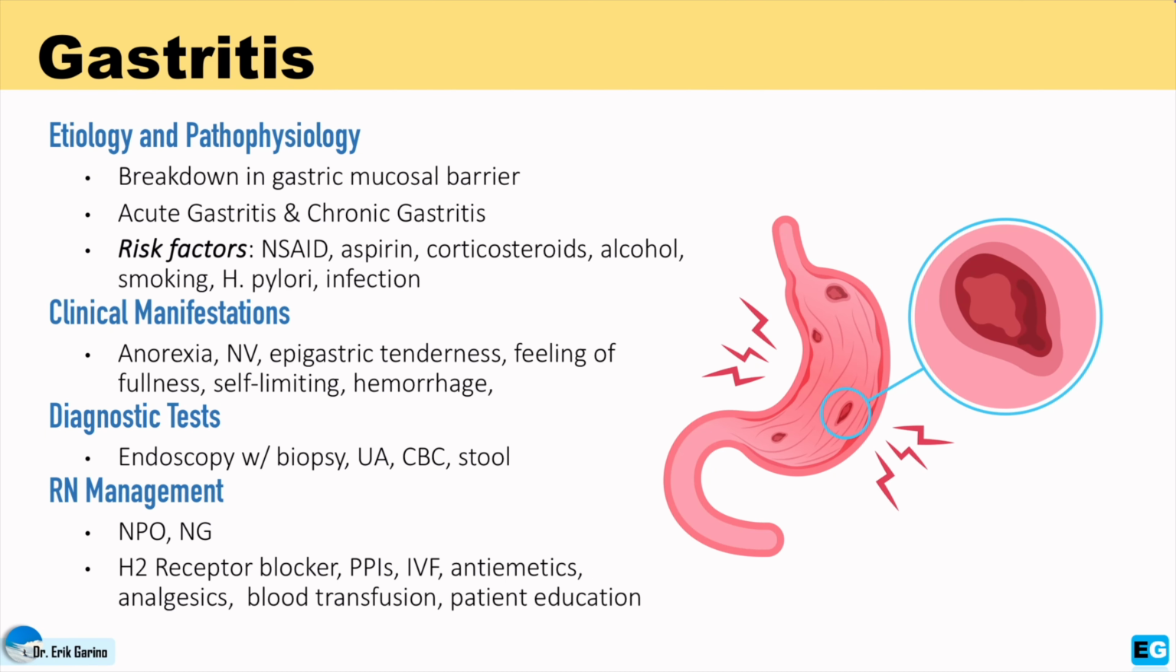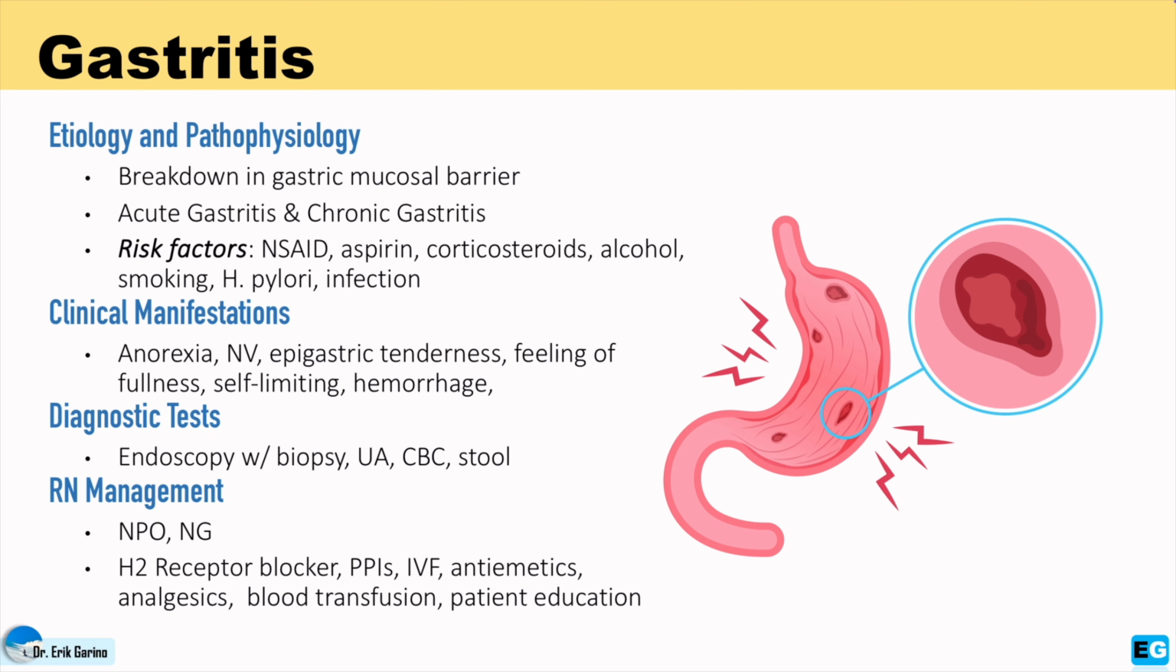Now, the last topic I want to discuss here is gastritis. Gastritis refers to the stomach lining inflammation and represents a common gastric disorder. It can present as either acute or chronic and may affect the entire stomach or only specific areas. So, gastritis occurs as the result of a breakdown in the normal gastric mucosal barrier. This mucosal barrier normally protects the stomach tissue from the corrosive action of hydrochloric acid and pepsin.